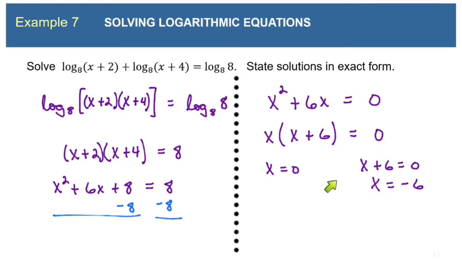I need to test each of these in the original equation. You can't test it here. You need to go back to the original equation and test. So if I put 0 in here, 0 plus 2 is positive 2, so that's fine. 0 plus 4 is positive 4, so that's fine. So 0 is a valid solution. But if I plug negative 6 in, well, negative 6 plus 2 is a negative 4. So this is an invalid solution. And so I would write my solution set as just x equals 0.